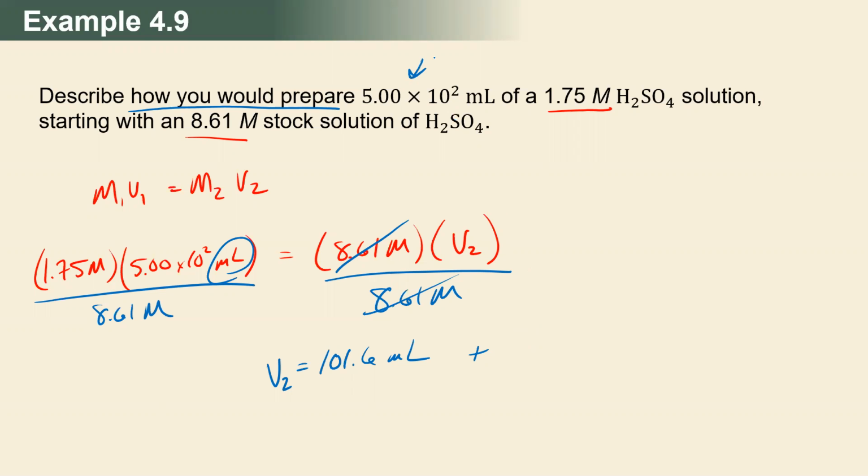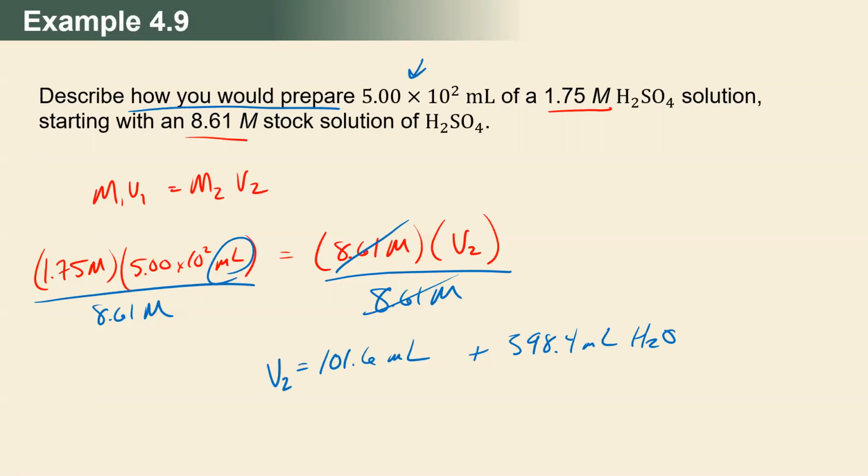If I'm trying to make that much, you need to subtract the amount of the V2 from that amount you're trying to prepare to figure out how much is going to be water. That's right. Yeah, so 500 minus 101 gives us 398.4 milliliters of our water.